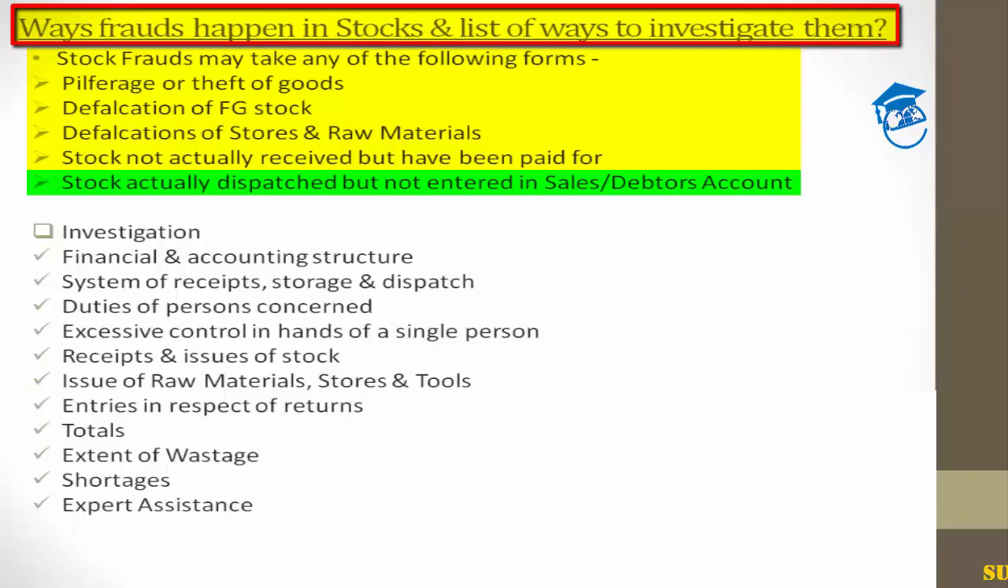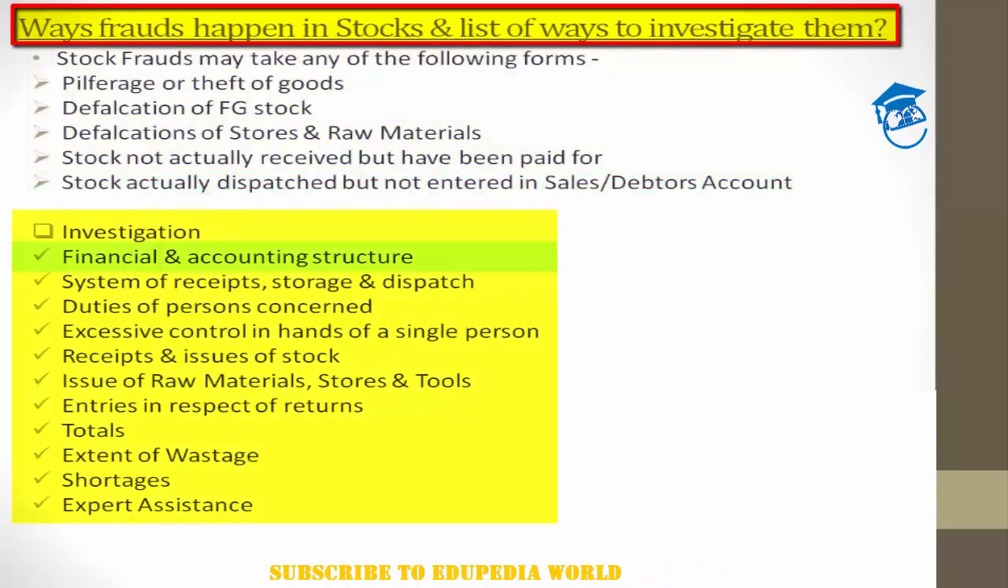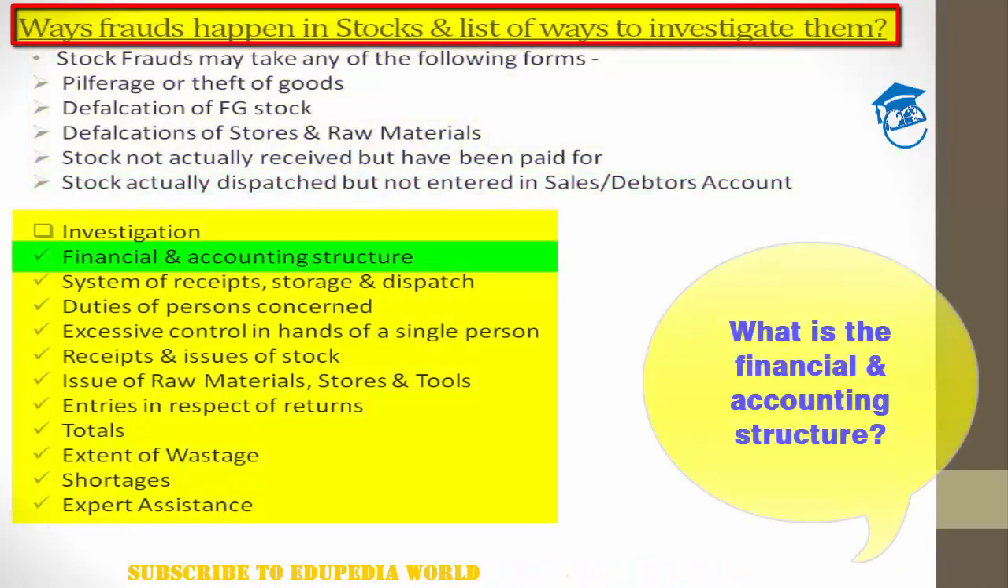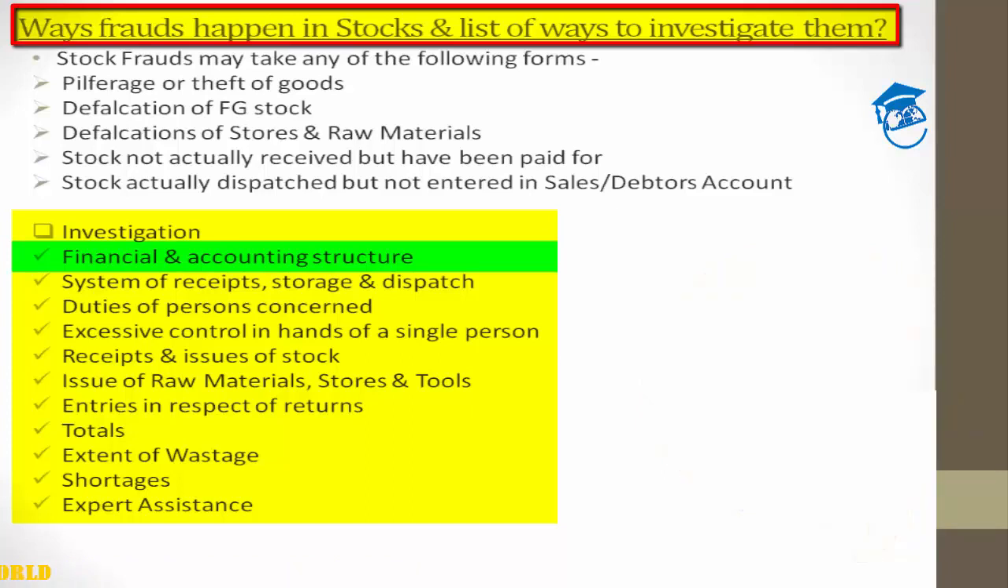Now, what should be done if I talk about you being an auditor? So how do you need to investigate the matters? Number 1, you need to study the financial and accounting structure. What is the financial and accounting structure of that organization? Examine the line of responsibility between various members of the staff. Who is accountable for what function, how it's being done. You need to be aware of that.